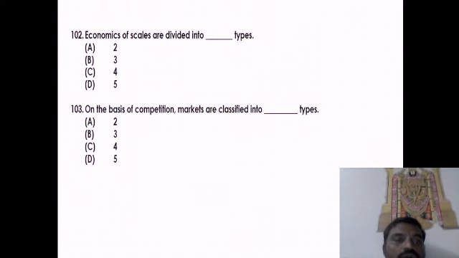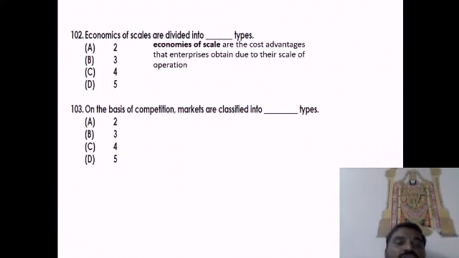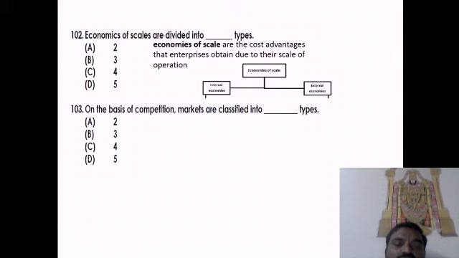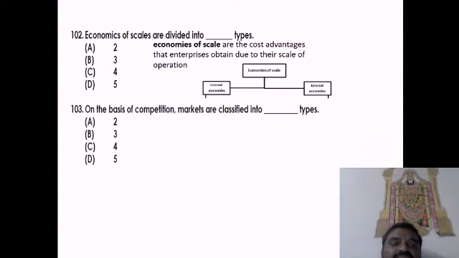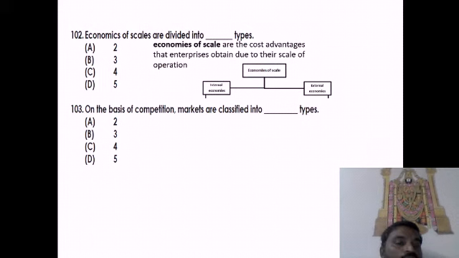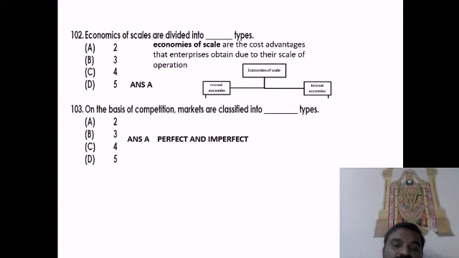Next, economies of scale are divided into dash types. Economies of scale are the cost advantages that enterprises obtain due to their scale of operation. When the scale of operation increases, automatically cost comes down. These are the two types: one is internal economies, other is external economies. So answer is 2. On the basis of competition, markets are also classified into perfect and imperfect. Only 2. Imperfect includes monopolistic, oligopoly, duopoly, everything comes under imperfect.